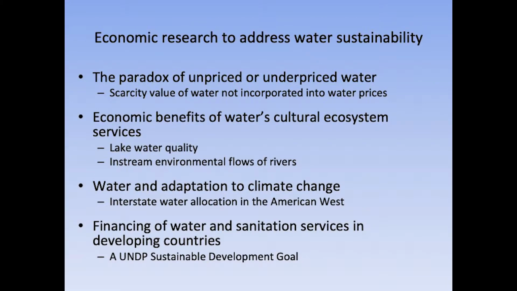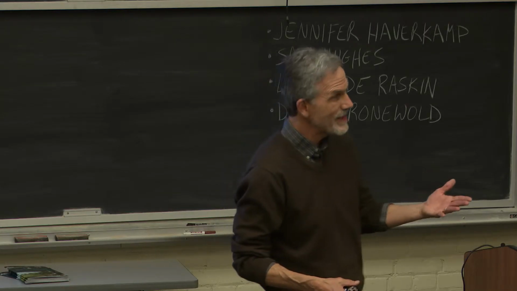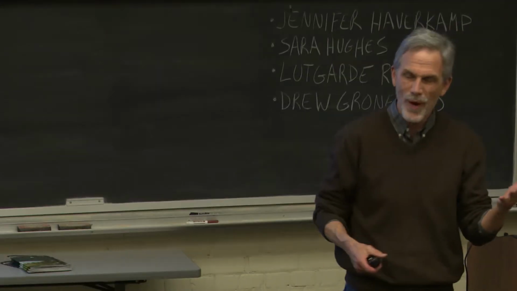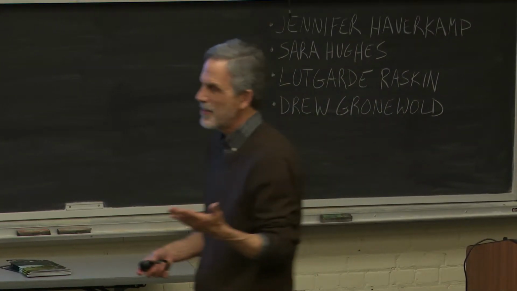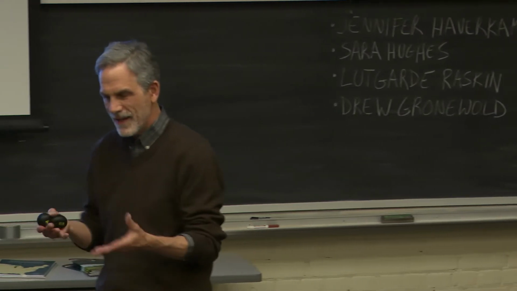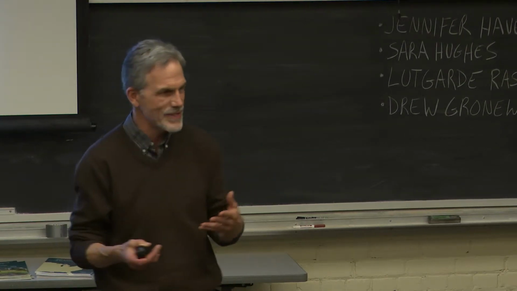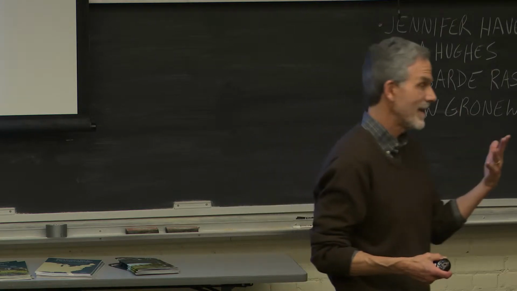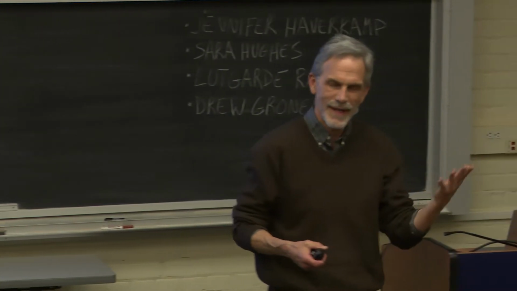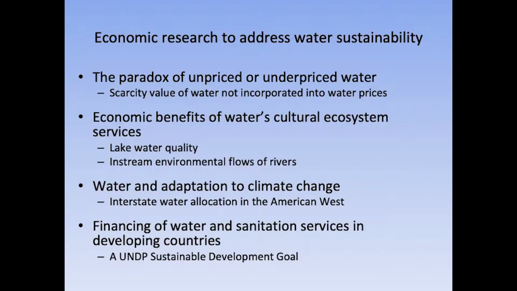So let me talk about 4 topics of economic research to work on water sustainability problems. One is really the paradox of unpriced or underpriced water. The idea here is that we really believe that water is a fundamental human right. Everyone should have access to water. But the tension is that there's really no scarcity value placed on water. So economists would like water prices to be higher and to reflect that scarcity value and to resolve that tension. And there's some really interesting work in California that has kind of solved this tension as a way of solving the drought in California.